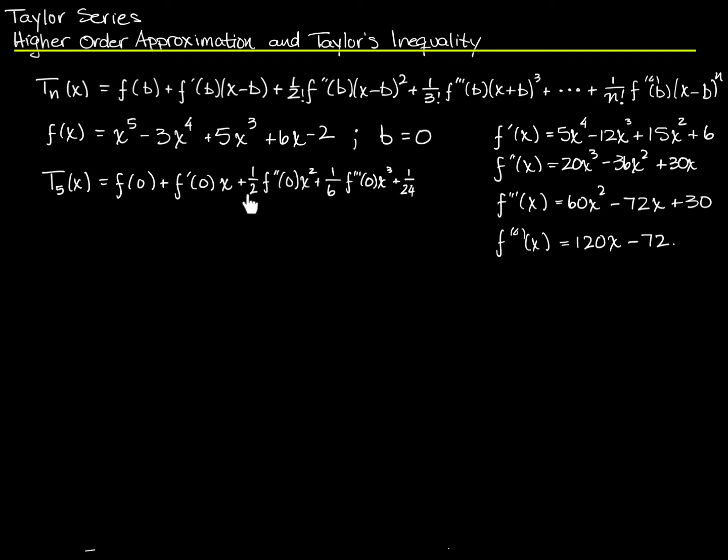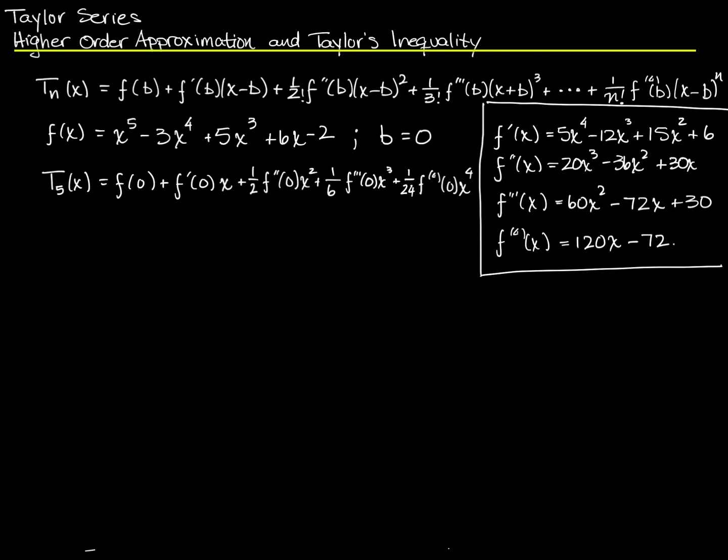Since 2 factorial is 2, 2 times 1, and 3 factorial is 6, 3 times 2 times 1. Then 4 factorial is 24 because it's 4 times the previous one, 4 times 3 times 2 times 1, 4 times 3 factorial. The fourth derivative at 0 times x to the fourth power. I think I'll put this in a box. Otherwise, I'm going to run into myself all the time. So here is my fifth Taylor polynomial, but I don't know what these values are yet. Let's go figure that out.